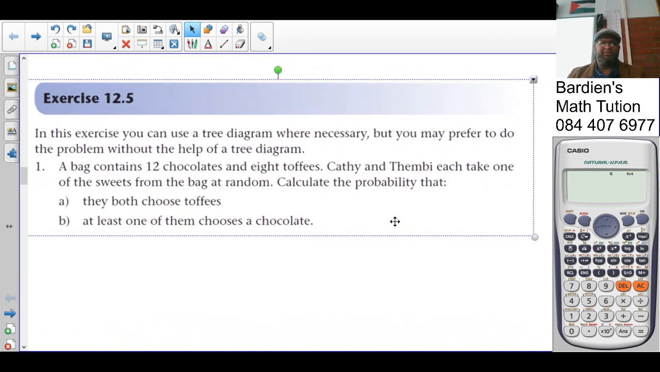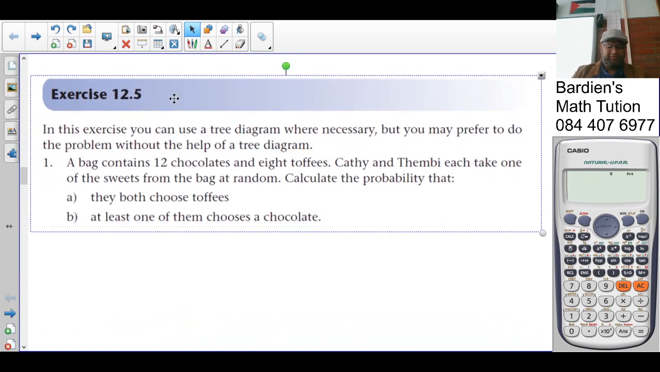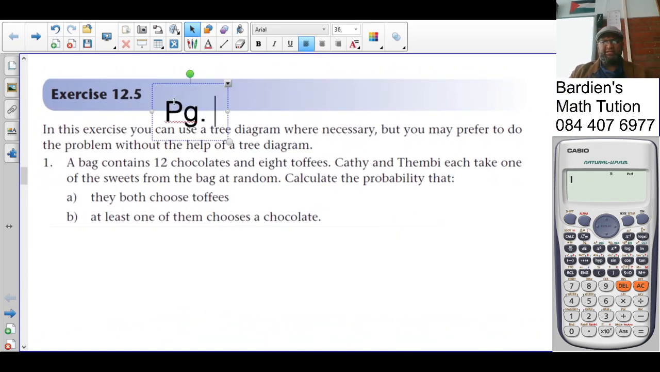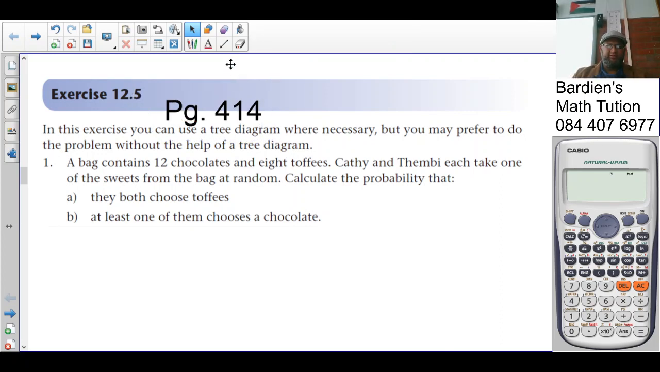Which page was this on? Yes? 441. 114. 414. 414.